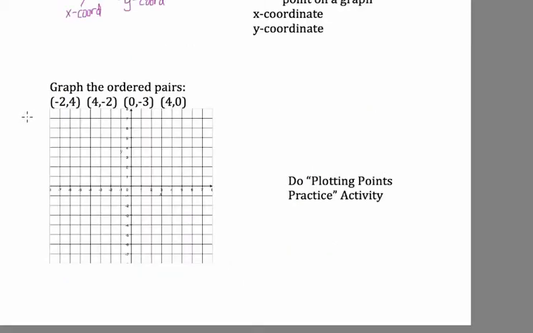So let's graph these ordered pairs. Or another way to say this would be plot these points. Okay. Let's look at the first one. -2, 4. We'll name this point point A. The first number is the x-coordinate. The second number is the y-coordinate.